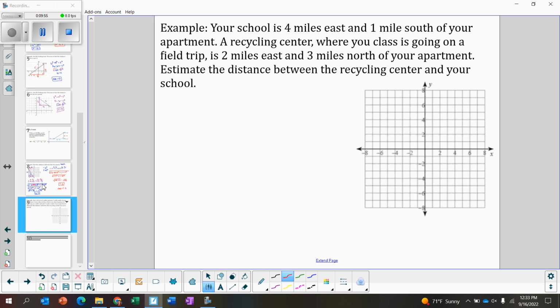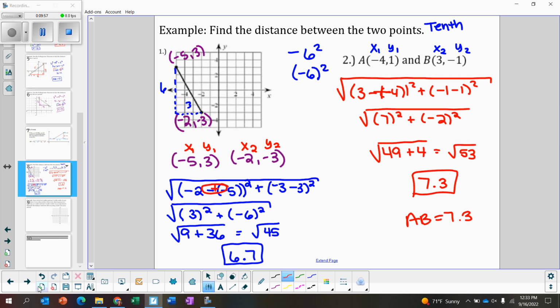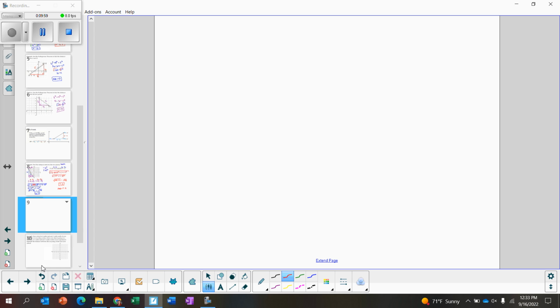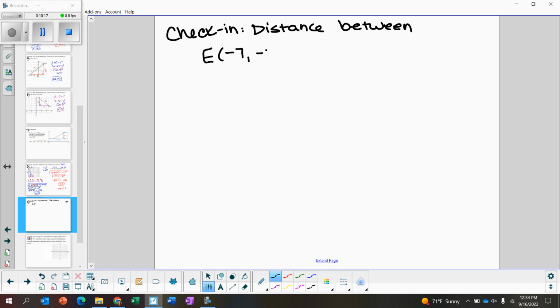All right, we are missing the problems. Let's add them in for you. So I'm just going to put one here for you. Find the distance. Right, this is our check-in. We're going to do distance between E, which is -7, -2, and F, 11, 3. So go ahead and try that problem. Pause it, so when you're done, you can check your answer.